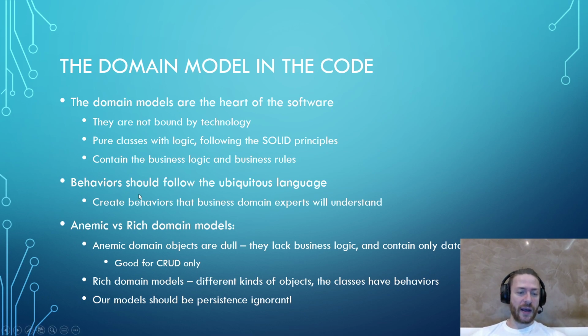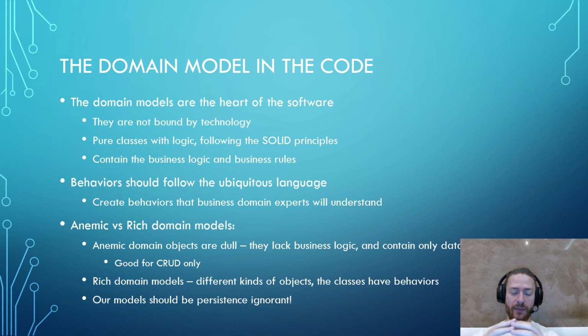And here we have two different kinds of domain models. The first ones are anemic and the second ones are rich. Anemic domains objects are dull. They don't have any business logic and contain only data. This is the classical approach.